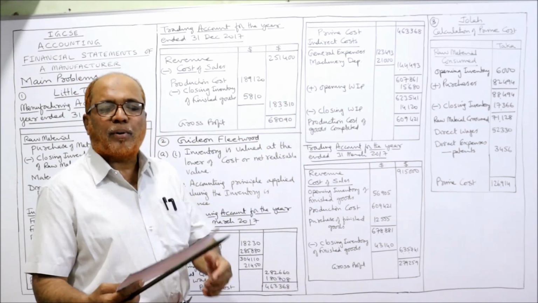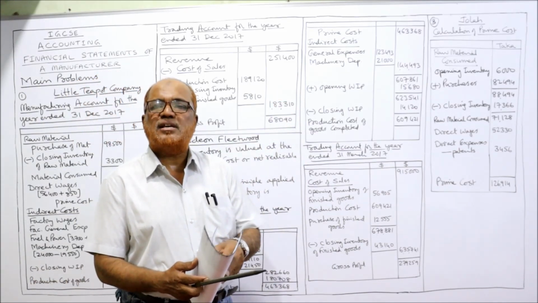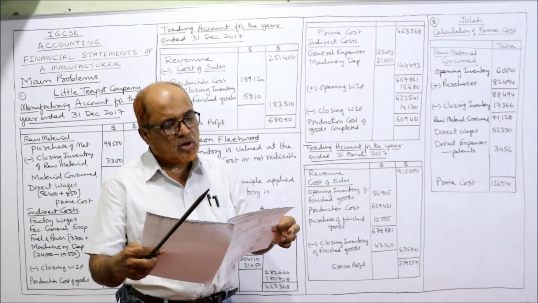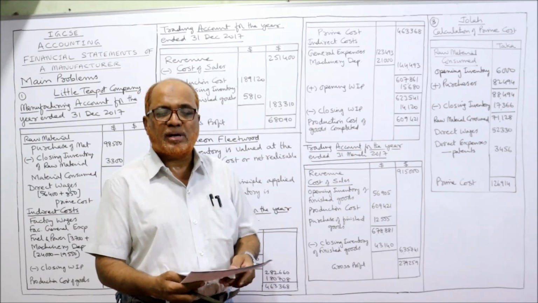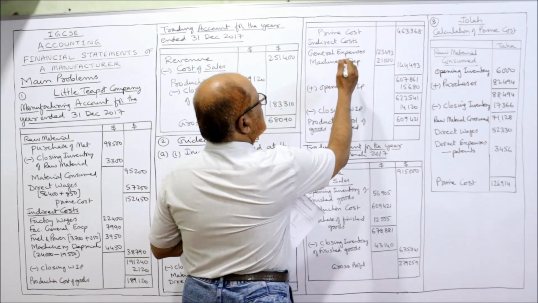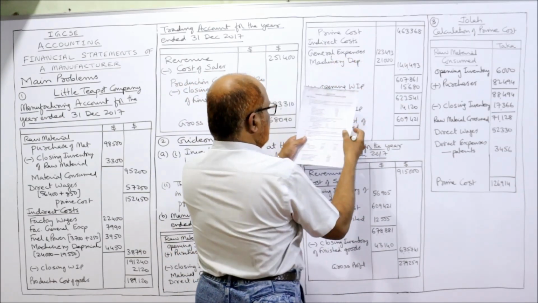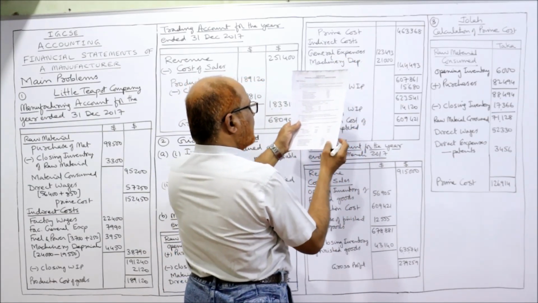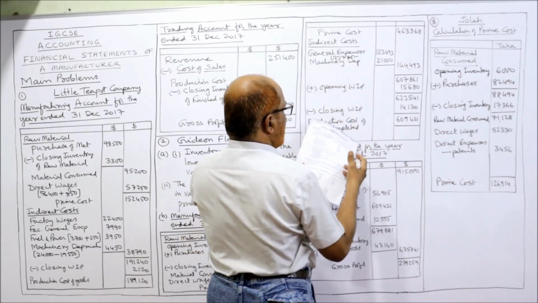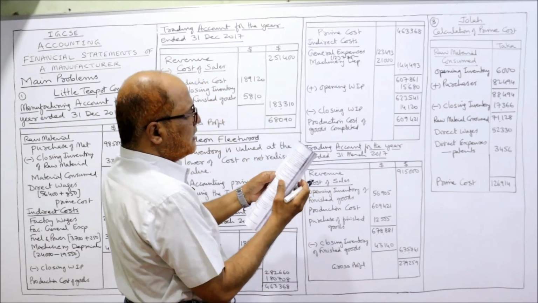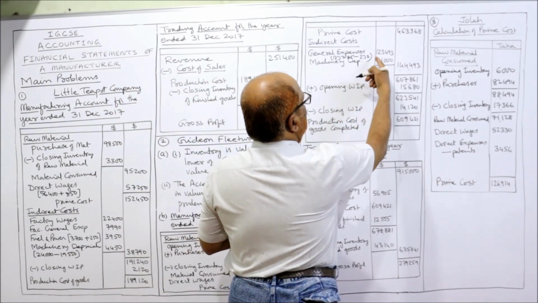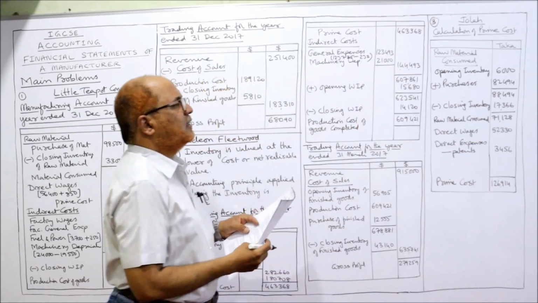But in the problem it is given that general expenses include prepaid insurance. Prepaid insurance is 232, so subtract 232. Below general expenses you can write general expenses 123,725 minus prepaid insurance 232, and you will get 123,493.